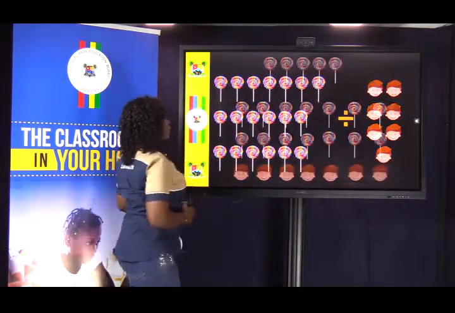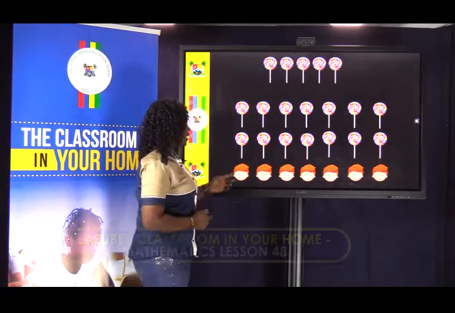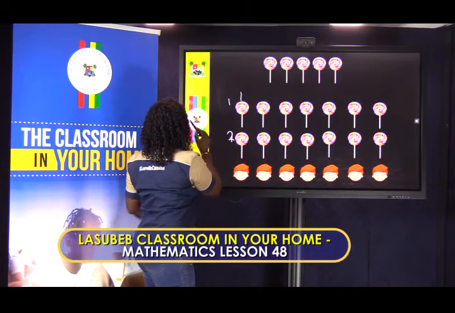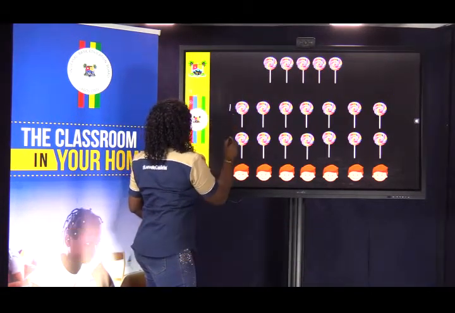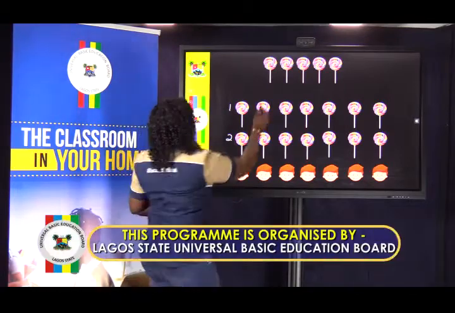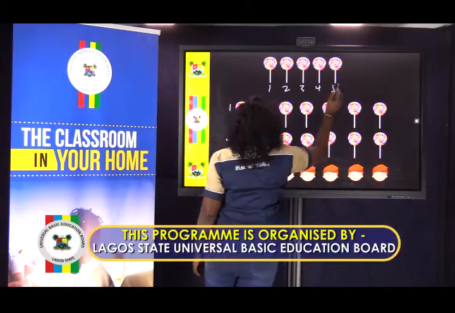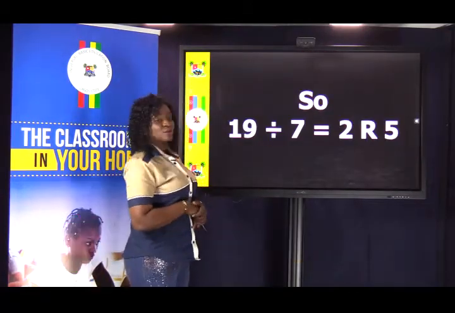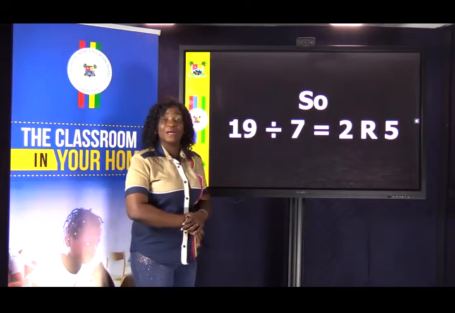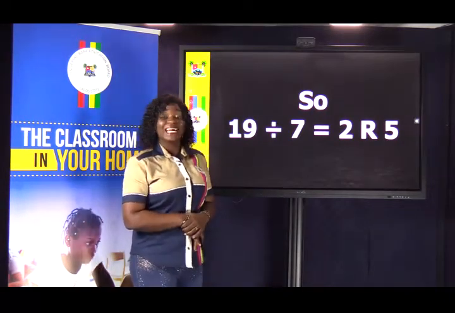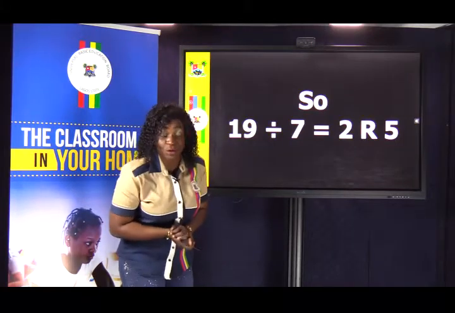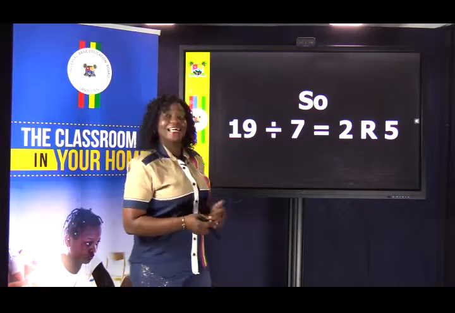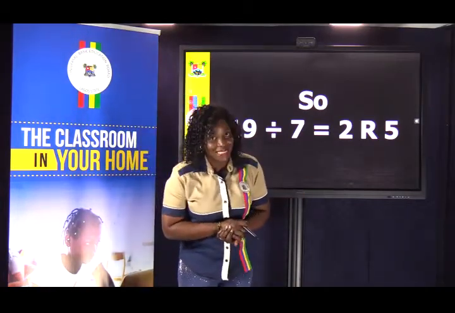Let's share. So after sharing, each boy gets 1, 2. 2 candies, and we have 1, 2, 3, 4, 5 left. So when we divide 19 by 7, we have 2 remainder 5. Remember, the remainder is that number that is left over, that could not go round equally. Are we together?